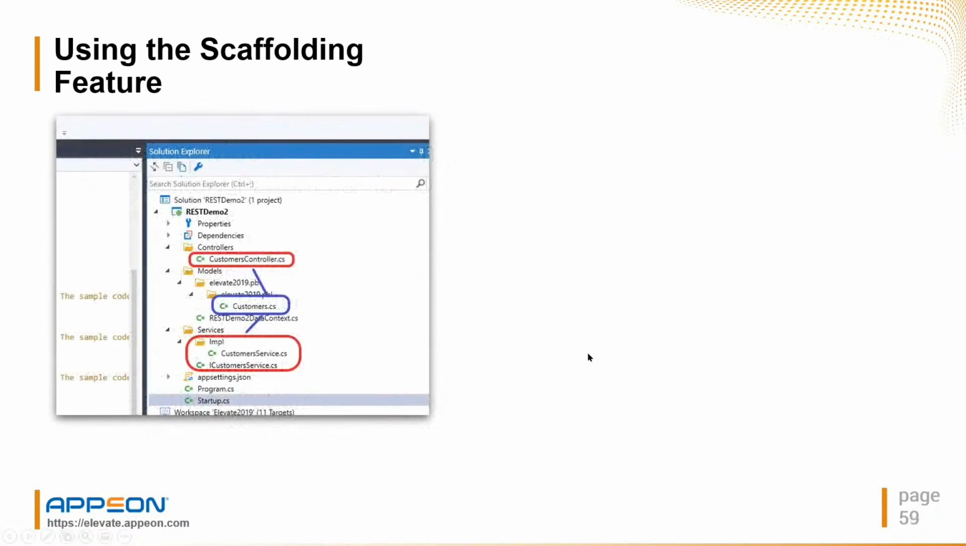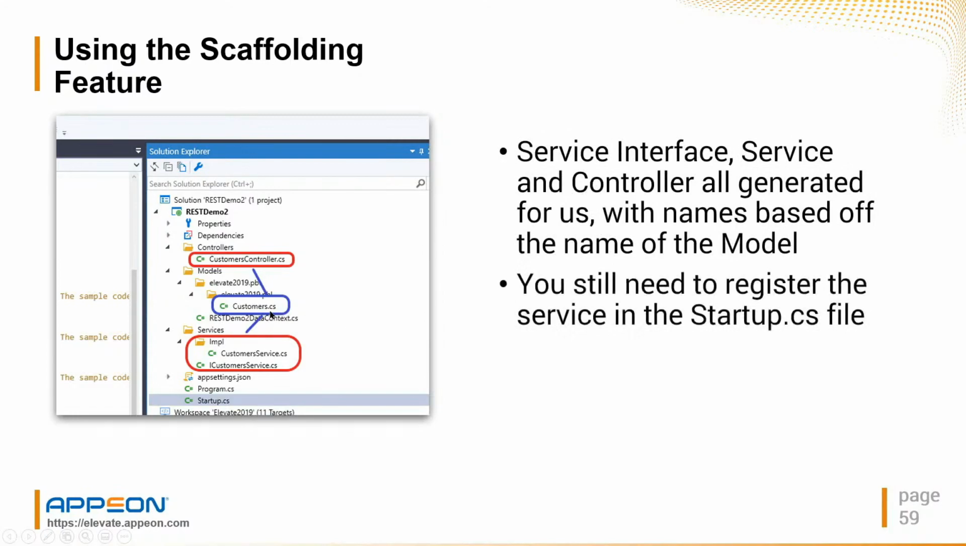Okay, moving on. So this is what got generated for us. Remember, we had this originally, the POCO object, or if you want, the DAO object, depending on which one you call it, because it's really both. And then it created the customer, the service interface, the service, and the controller all for us. So there's only one step we need to do now beyond what we've done already, and that's to register the service in the Startup.cs file. It's the only part that Scaffolding doesn't do for you.